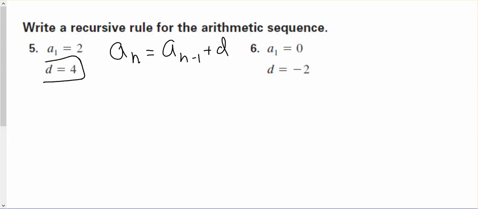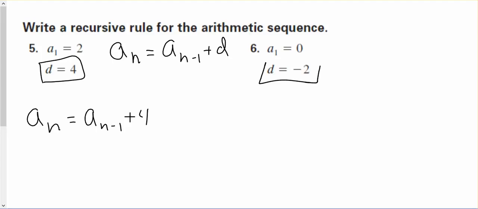So all we care about for 5 is that this d is 4. So a sub n equals a sub n minus 1, our previous term. How do we get to our next term? We add 4 to our previous term. How do we get to our next term? We subtract 2 from our previous term.